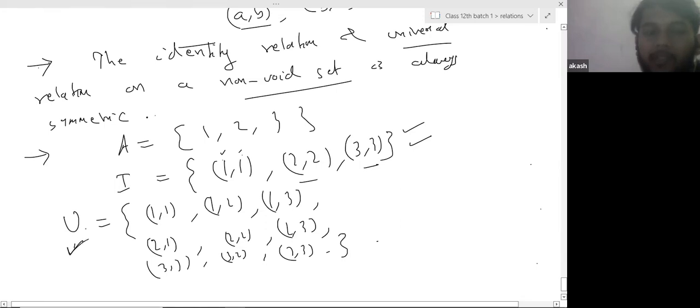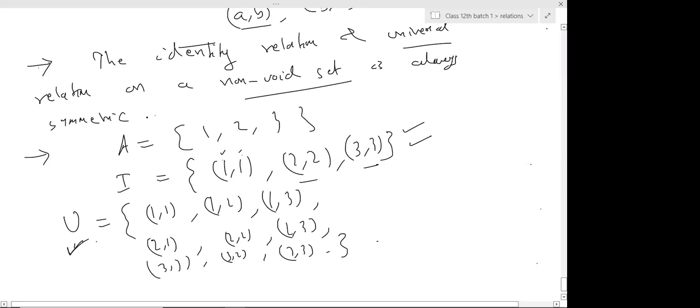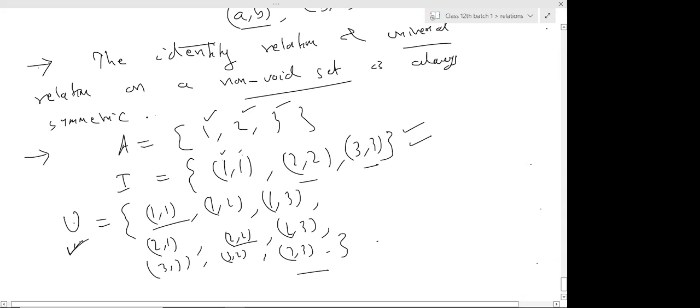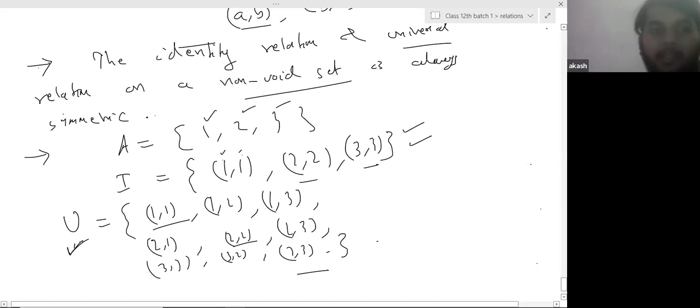Now this universal relation, is it reflexive or not? Yes, it is reflexive, right? Because 1, 1 is there, 2, 2 is there, and 3, 3 is there. And if I ask you, is this an identity relation or not? No, sir. So everyone is clear about this. Write down this statement in these examples.